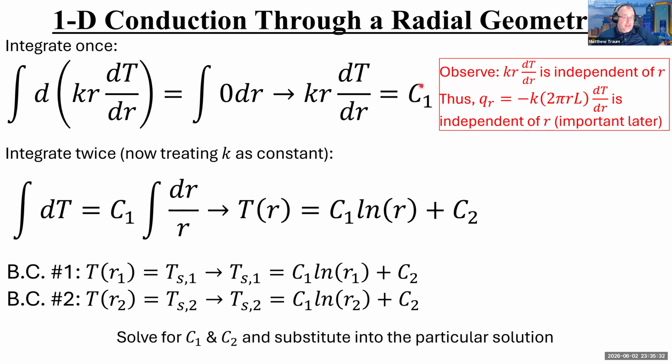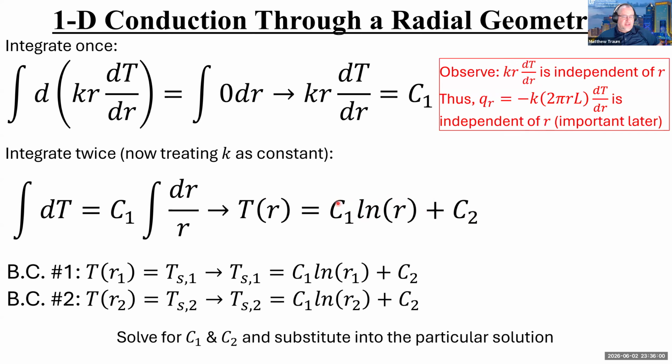So this comes out from the previous step. And what I get is that temperature as a function of radius is equal to some constant of integration 1 times the natural log of r plus some constant of integration 2. So similar to the previous equation for a planar wall, except this is logarithmic, instead of being just a constant value. I'll point that out again when we actually look at the temperature profile.